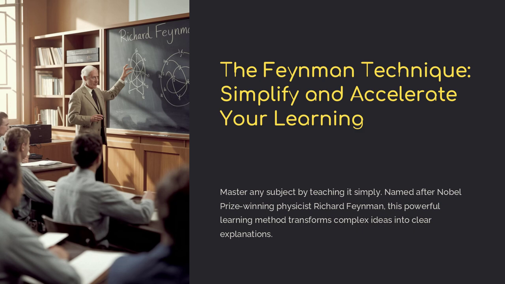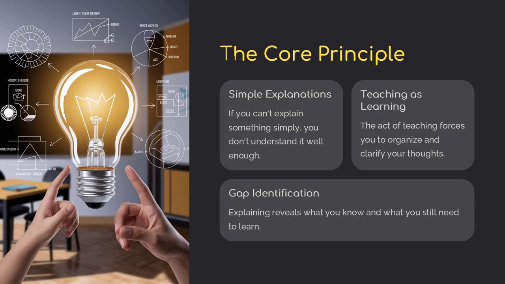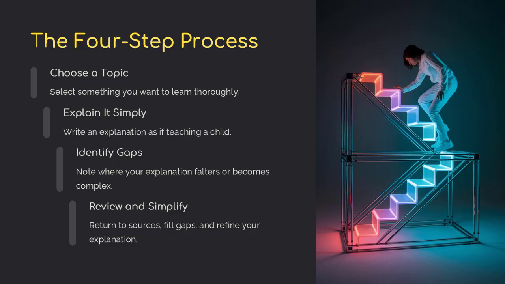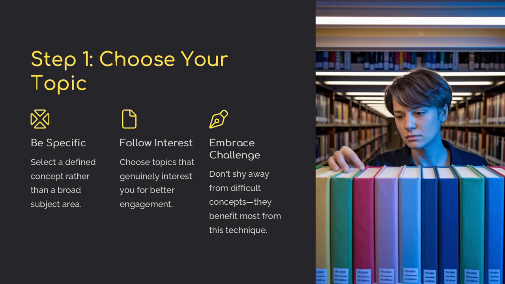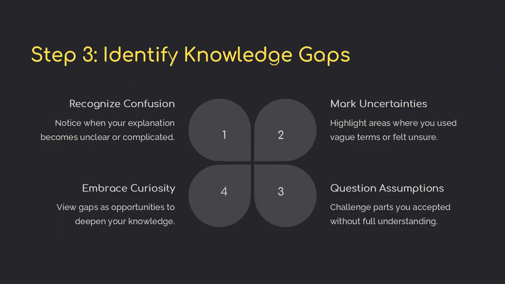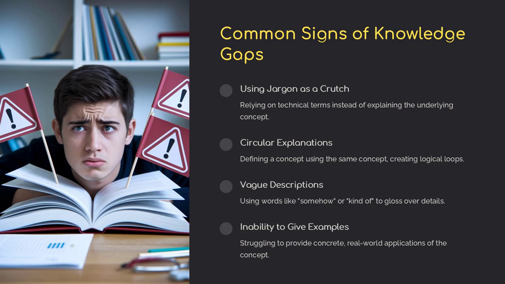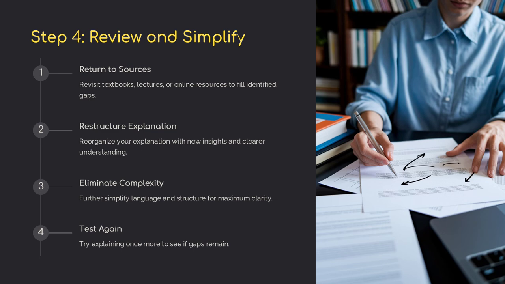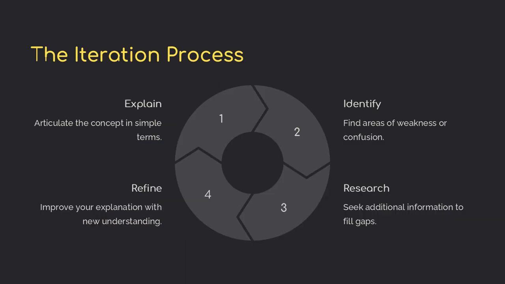The Feynman technique is a powerful, straightforward method designed to help you learn faster and more deeply by simplifying complex concepts. Named after the brilliant physicist Richard Feynman, this technique revolves around the idea that if you can explain a topic clearly and simply, you truly understand it. Have you ever tried teaching a friend what you just learned and realized you couldn't explain it in simple terms?